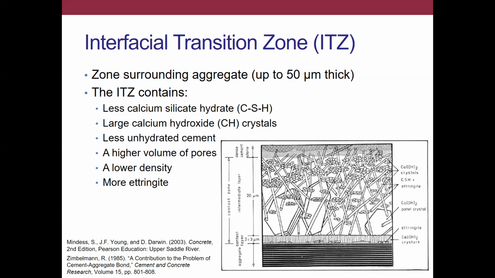Regardless, this ITZ is somewhere around tens of microns thick. It will tend to be more porous. It'll have a lower density as a result. There'll be less calcium silicate hydrate, less calcium hydroxide, and less unhydrated cement. In addition, there will be more ettringite, right? Because the ettringite and the calcium hydroxide essentially have greater porosity to grow into. So you'll see large calcium hydroxide and more ettringite.